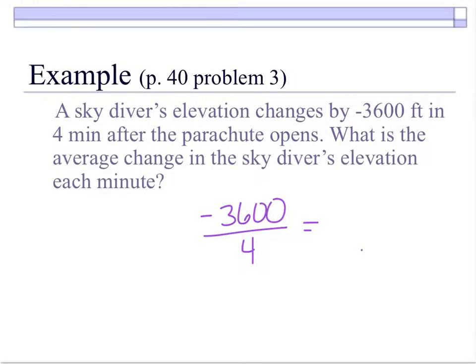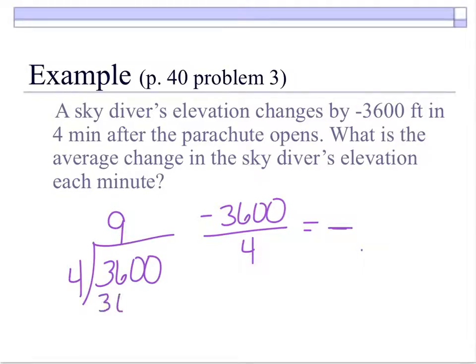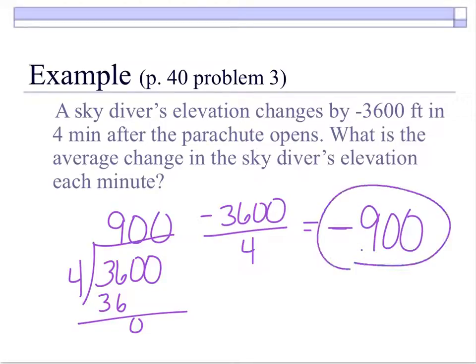Here's a nice example. This one you do not have to write down. A skydiver's elevation changes by negative 3,600 feet in 4 minutes after the parachute opens. What is the average change in the skydiver's elevation? Well, think about this. Your skydiver is dropping, so you know your change is going to be a negative change. And as you can see, negative divided by positive is negative. And then we look at 4 into 3,600. Well, 4 goes into 36 9 times, and it'll be 900. So your answer is negative 900.